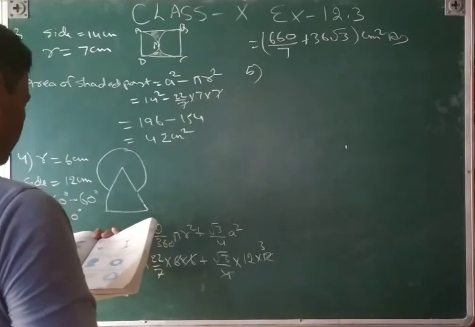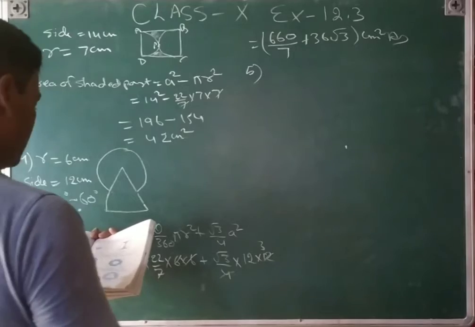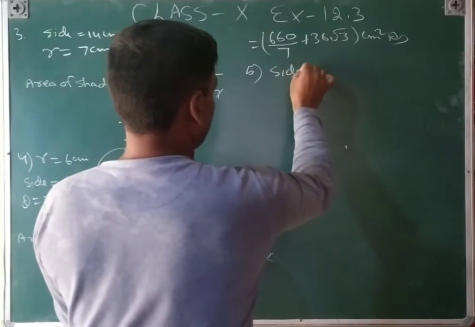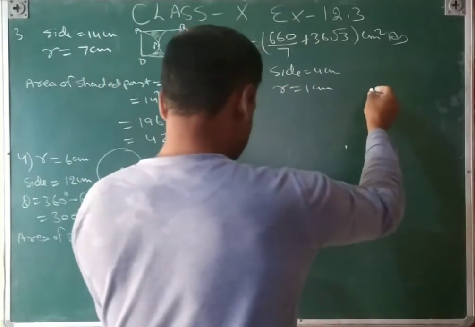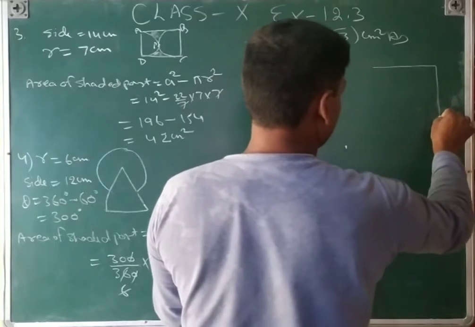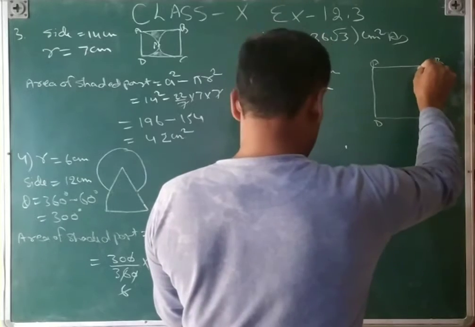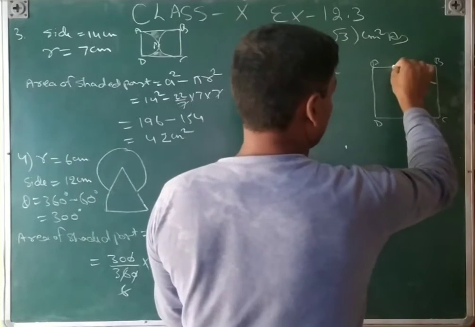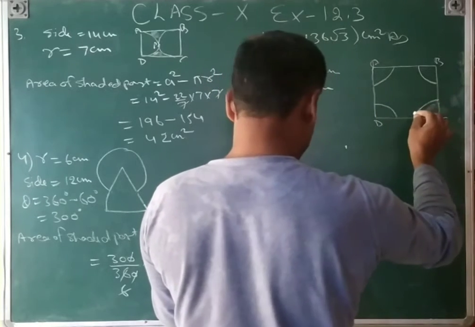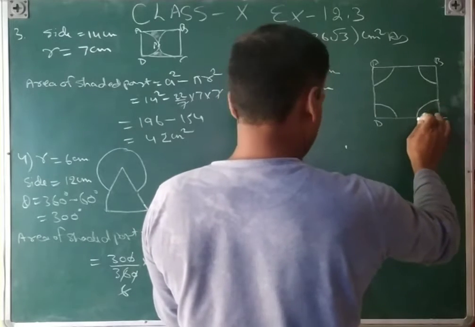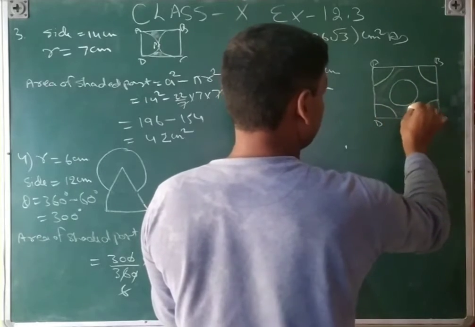From a corner of the square of side 4 centimeter, a quadrant of the circle of radius 1 centimeter is cut. So the side is given as 4 centimeter, and r is equal to 1 centimeter, and this is the diagram. That is A, B, C, D. On every corner there is a quadrant, and in the center also. So we need to find this area.